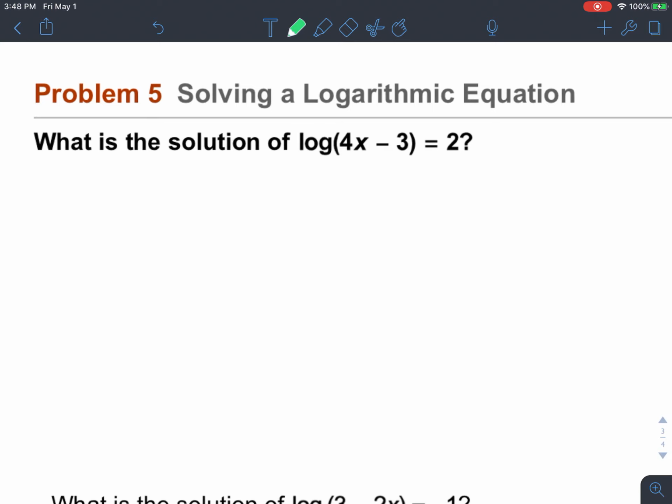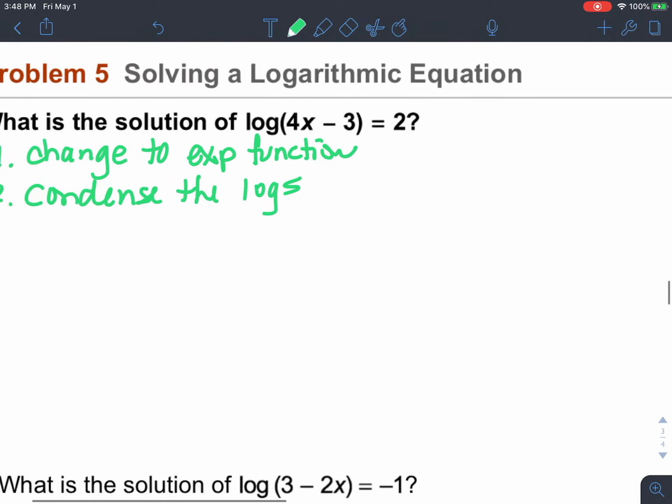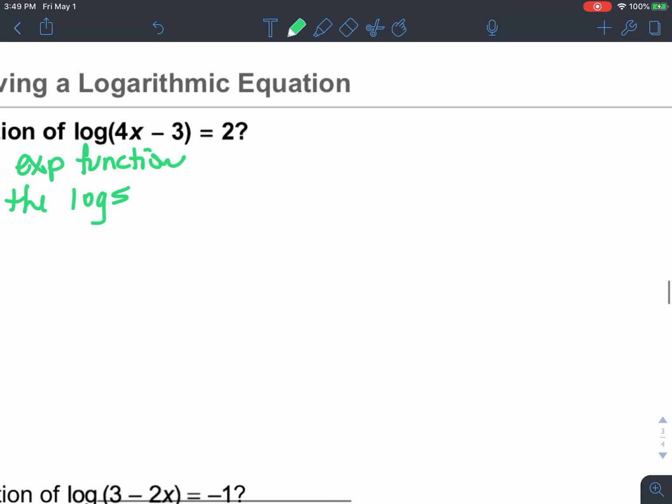Okay, so here are some things to try. You can try changing it right away to an exponential function. You can try condensing the logs, because you can only change it to an exponential function if you have a single log. If you've got logs all over the place, then that doesn't work. Well, we'll add to this if we see anything.